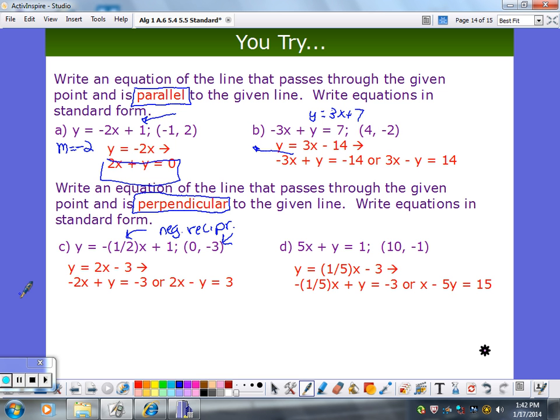All right, this one, perpendicular, is like, whew, okay. So negative 1/2 is the original slope. What's the slope of my perpendicular line? 2. And then I used point slope. I got y equals 2x minus 3. Subtracted the 2x, and there I am in standard form. But I didn't like that this one was negative, so I just multiplied through by a negative, which flips the signs on my side.